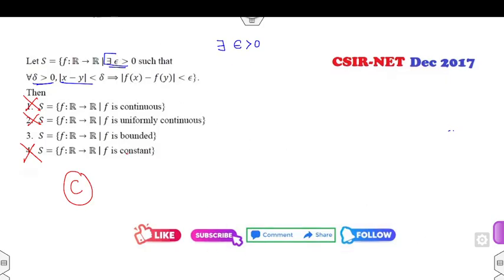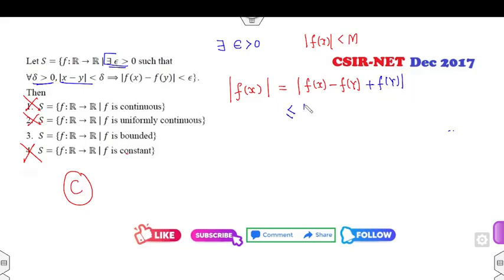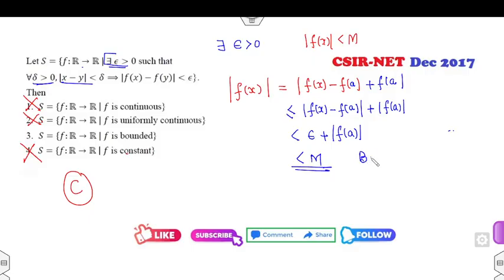And how can you prove that it's bounded? You can see my target is to prove that the modulus of f(x) should be less than M. So I can start from this number. I can write this as f(x) minus f(y) plus f(y). Instead of y, I can choose any real number, say a. This is f(x) minus f(a) plus f(a), which is less than epsilon plus the modulus of f(a). So f is any number from R to R, which is clearly less than M. That means it is bounded. So that's why C is my right answer.